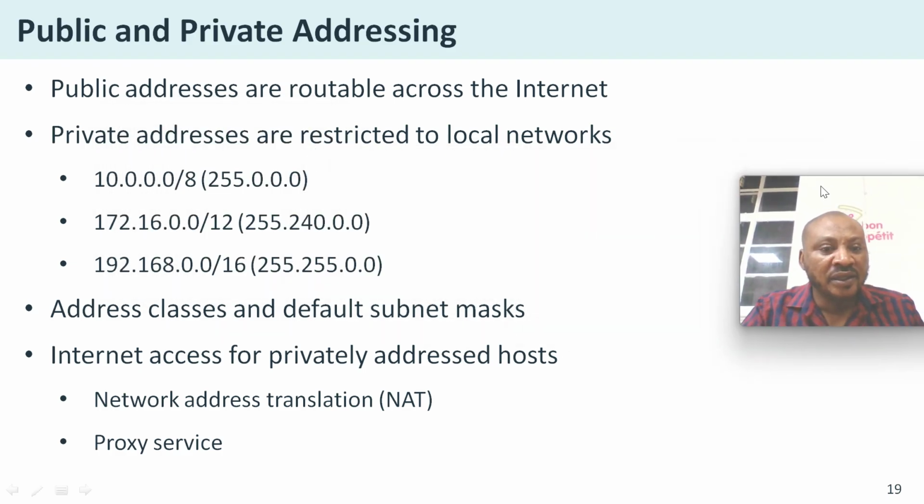Okay. So usually IP addresses are of two types: public and private addressing. Public addresses are routable across the internet, like we explained earlier. So a public address is one that goes over the internet. So we call them public addresses.